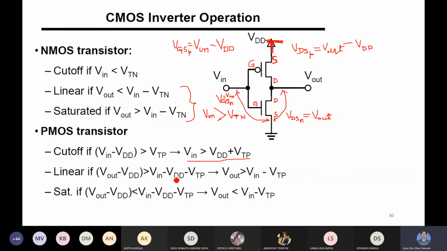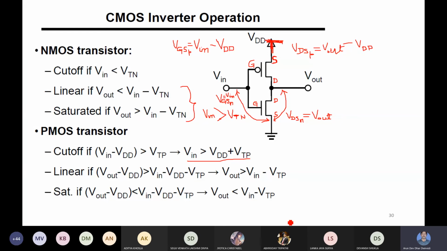So VGSP minus VTP, we can write now as V in minus VDD minus VTP. Or simply, VDD is taken on both sides, VDD is cancelled out, then it simply becomes V out should be greater than V in minus VTP, then this PMOS transistor will be in linear region. For the PMOS transistor, V out should be greater than V in minus VTP. Similarly, for the saturation region, V out should be less than V in minus VTP.